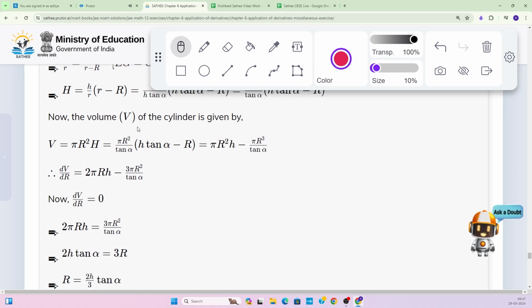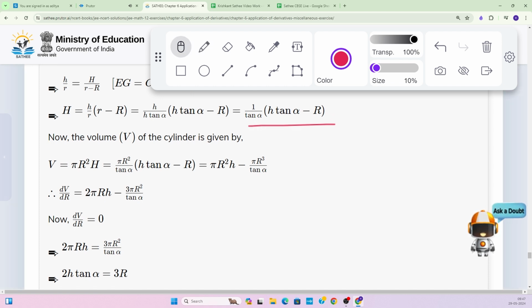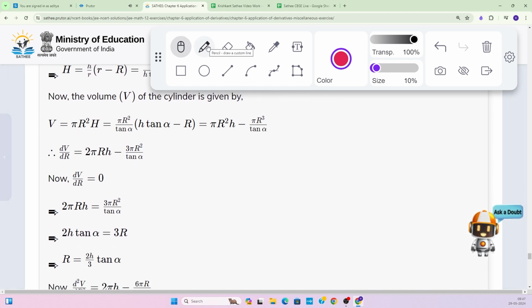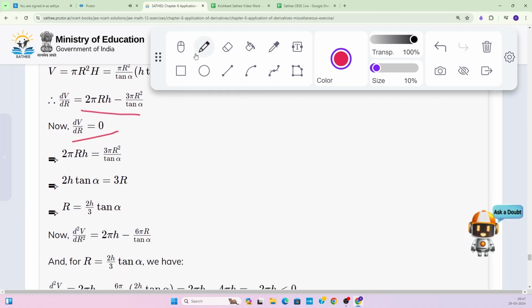Now the volume will be pi r square h. Replace the h as this, replace the capital H as this, and you will have this as your expression. Now find the derivative with respect to capital R. You will have this as your expression, put it equal to 0 to find the critical point. You will have capital R as 2h divided by 3 multiplied by tan alpha.